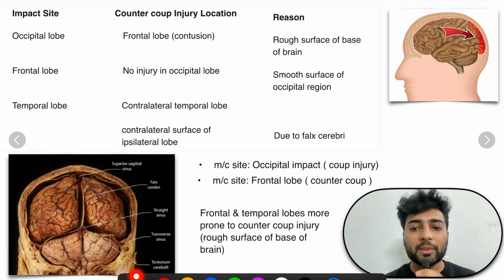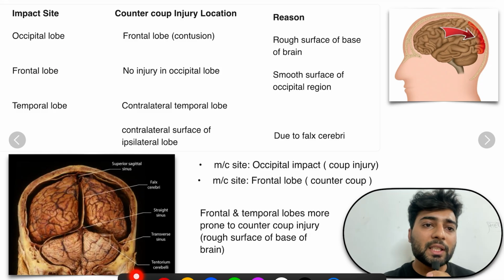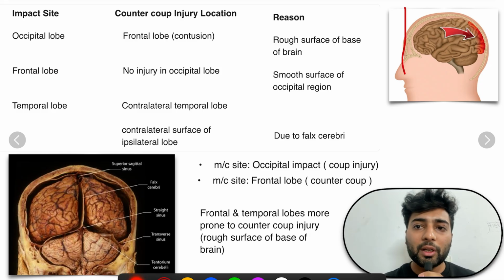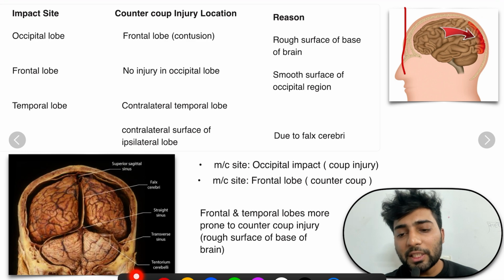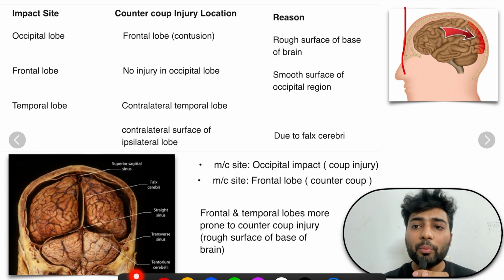Now there is one exception to this rule. Okay, only one exception. The exception is whenever the impact is on the frontal lobe. So let's say the impact is here, then the coup injury will be where? Over here only, but the counter coup would be on this part. But it does not happen. Why? Because this posterior part of the brain is smooth, or the skull inside is smooth, so the counter coup at the occipital part does not happen. So no injury in the occipital lobe due to the smooth region, right?